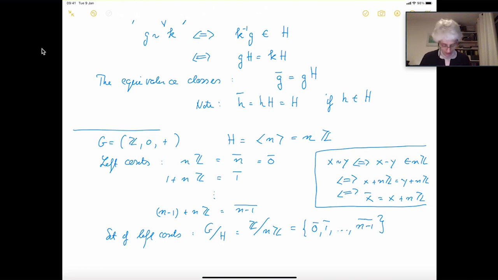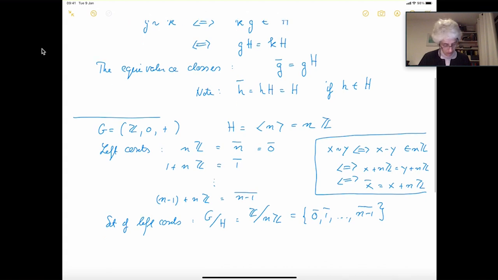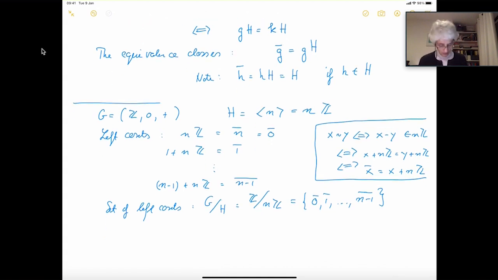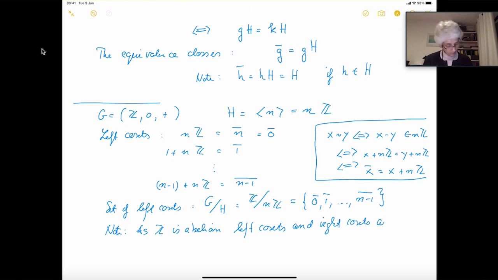Now, I just make a note here. You might wonder, why do we look at the left cosets and not the right cosets? But of course, as our group Z is abelian, the left cosets and right cosets agree.